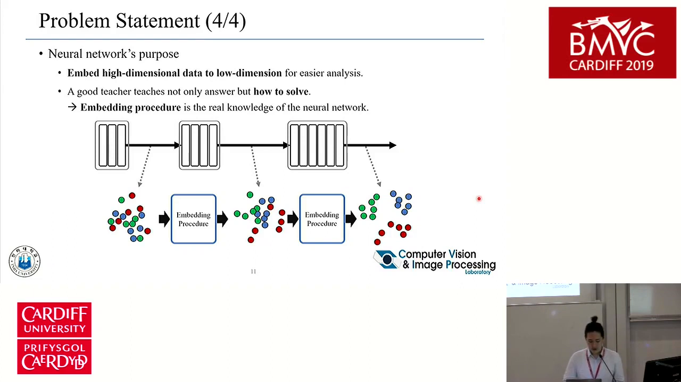Most of the methods in inter-data relation knowledge focus on the last embedded space here. However, we know an excellent teacher shows not only the answer, but the procedure of solving a problem. As a result, we assume that the authentic neural network knowledge is the embedding procedure, and we select the embedding procedure as the knowledge to distill and transfer.